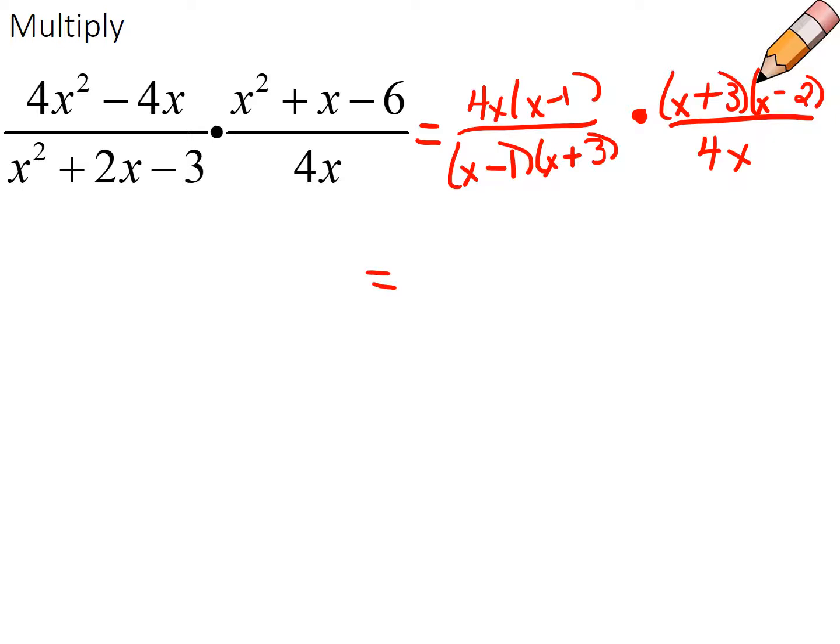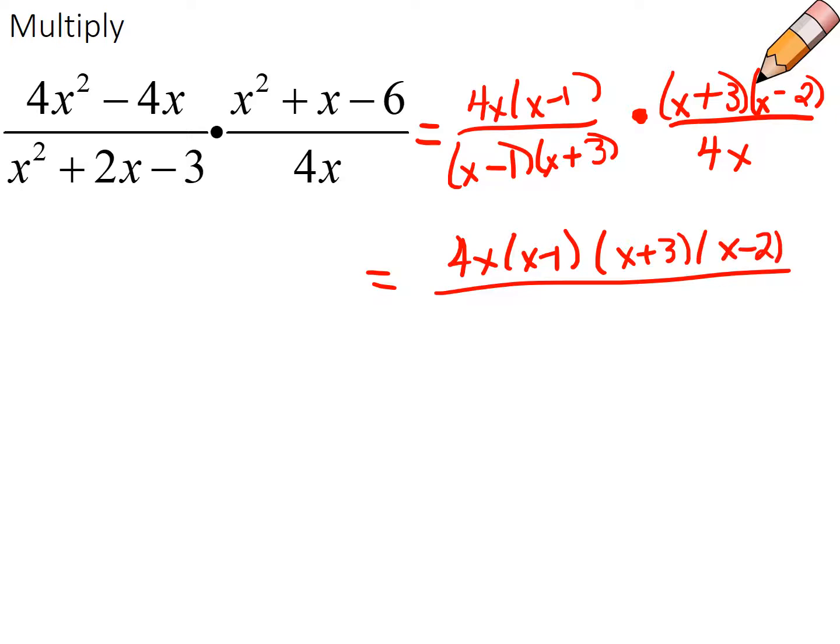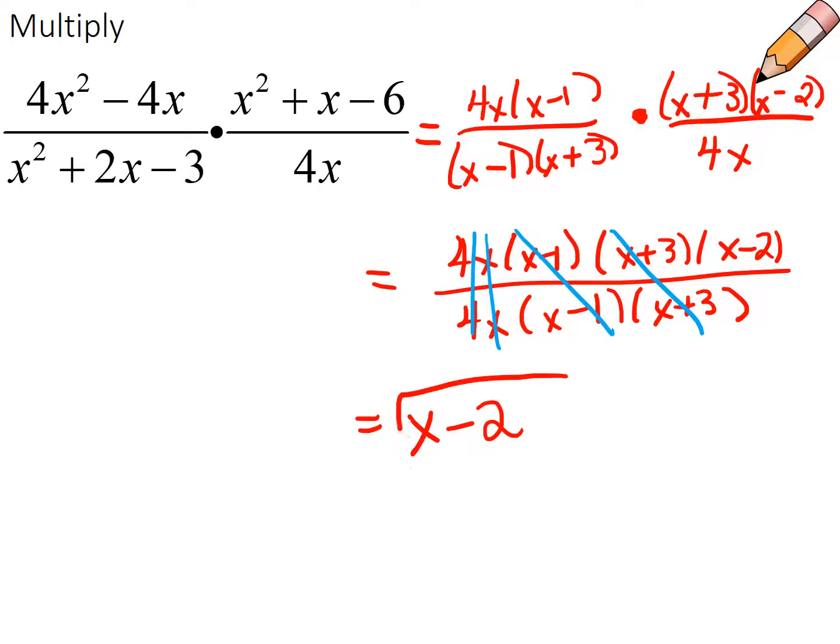So now we're going to multiply top times top, bottom times bottom. Here we go. 4x times x minus 1 times x plus 3 times x minus 2. I'm going to bring the 4x in the denominator out front times x minus 1 times x plus 3. Wow, this is going to cancel a lot of nice things. 4's are gone, x's are gone, x minus 1's gone, x plus 3 is gone. So we're left with x minus 2 for my final answer. That was so nice and clean.